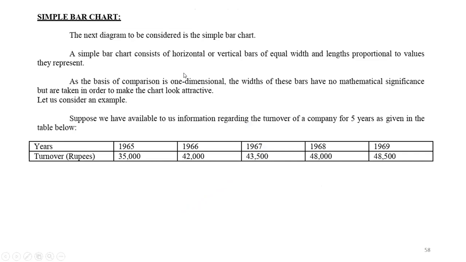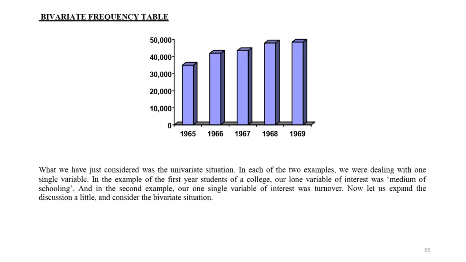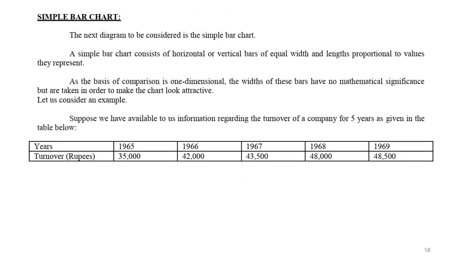Simple bar chart. The next diagram to consider is the simple bar chart. A simple bar chart consists of horizontal or vertical bars of equal width and length proportional to the values they represent. Like this, you can see these are basically the vertical lines. As the basis of comparison is one dimensional, there is only one category here, the turnover, against the year. The width of the bars has no mathematical significance, but is taken to make the chart look attractive.